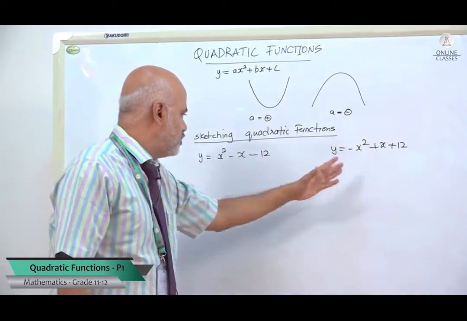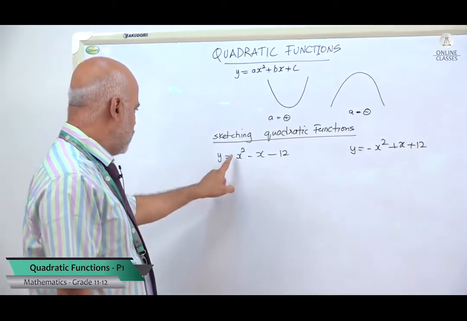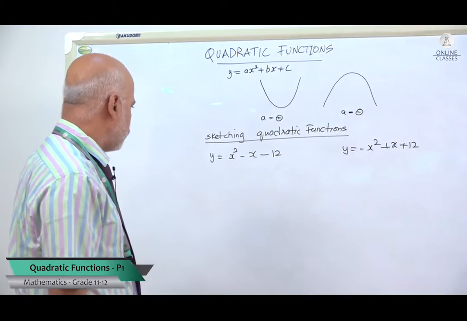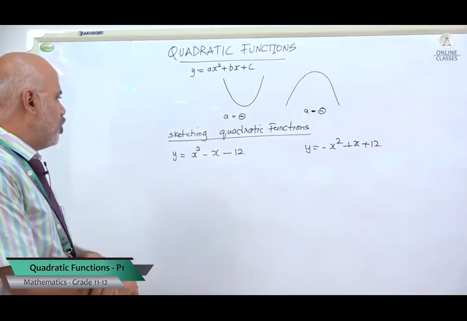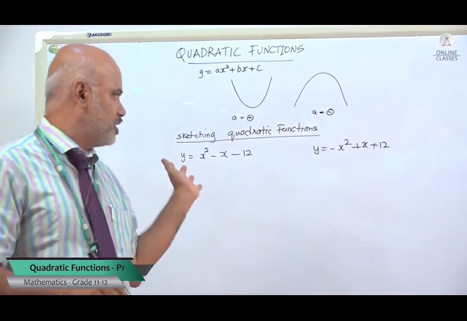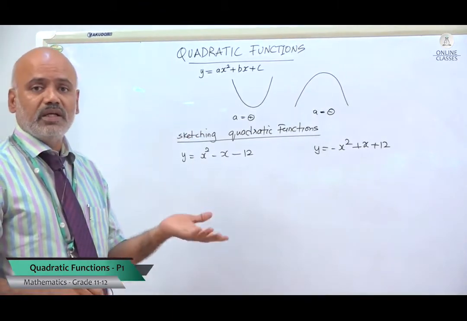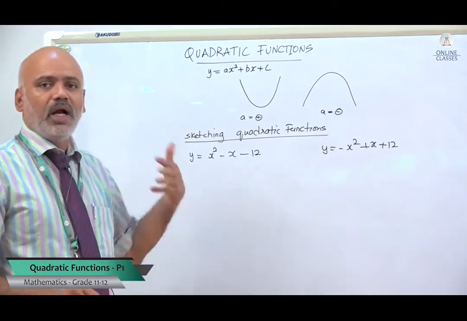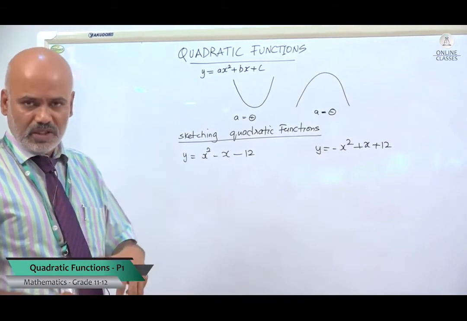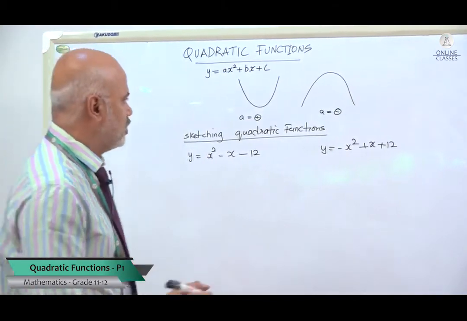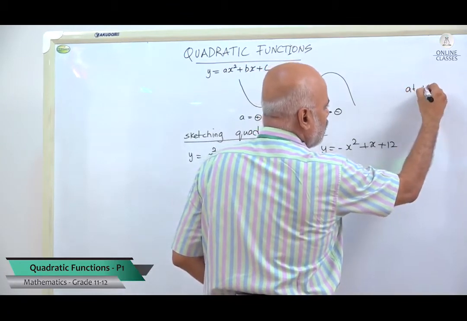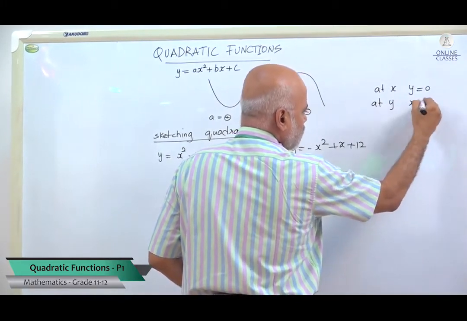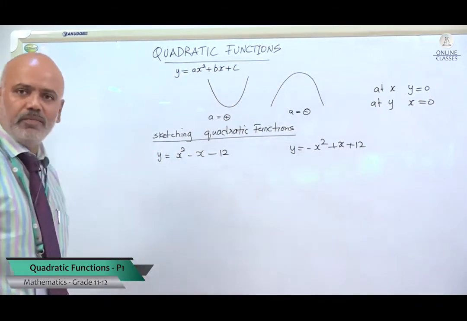So what do you see as the difference between both the functions? Here a is positive according to the format, here a is negative. So to do the sketching, we need to know about the intersecting points of the functions with the coordinate axes, that is x axis and y axis. For that, I need to check at x axis what is y value, at y axis what is x. So at x axis y is 0, at y axis x is 0. Using this information we need to find the points.